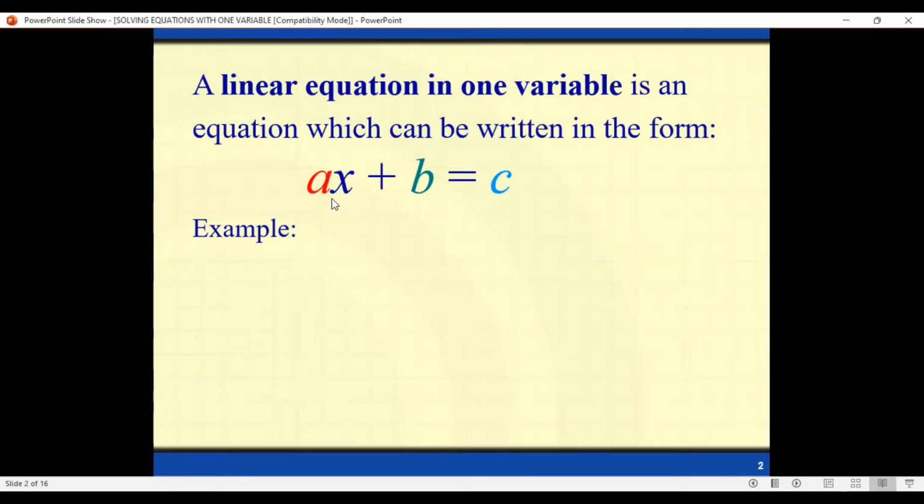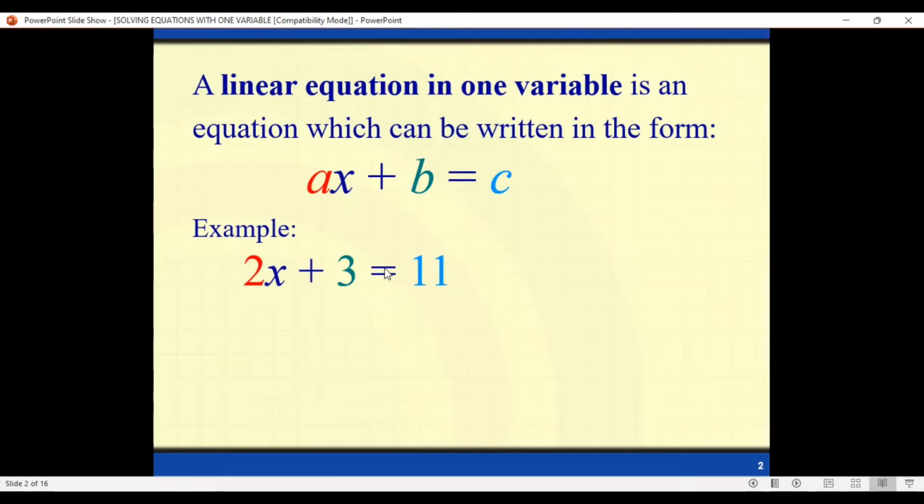Now, this is a form wherein a, b, and c are considered constants, and only the x is considered the variable, and that is the one thing that we have to look for or solve. And here we have an example of this form: 2x plus 3 is equal to 11.